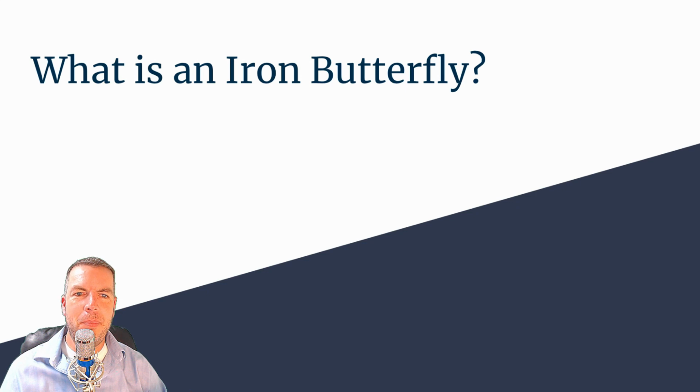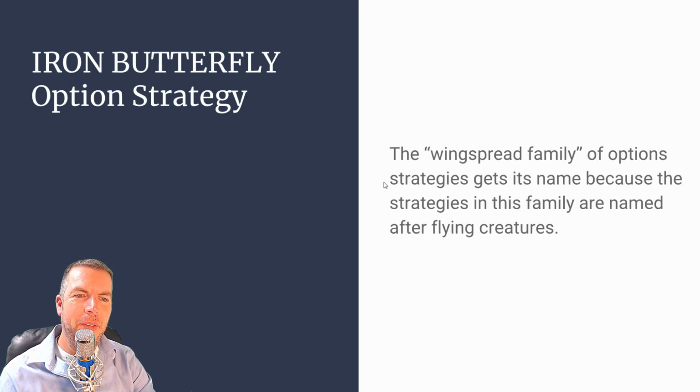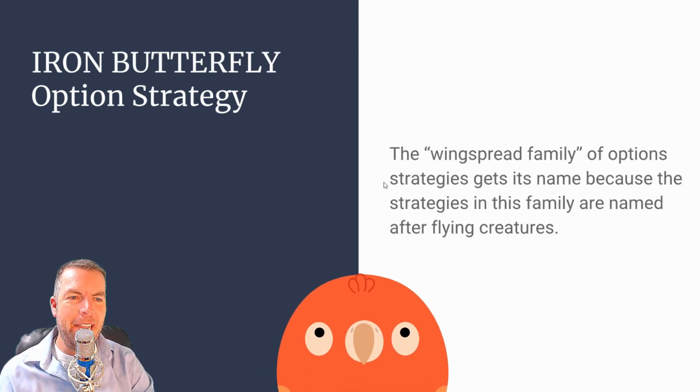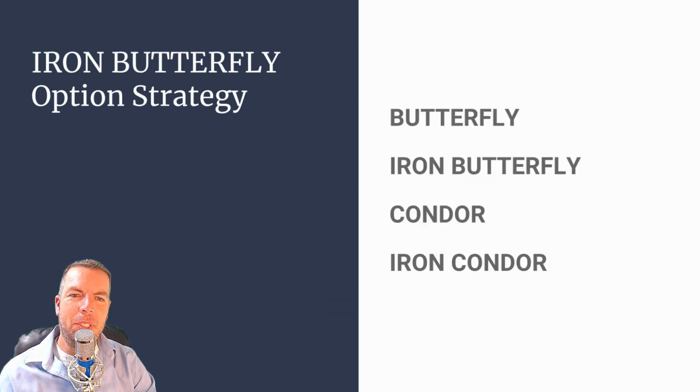Now, one thing that I'm always amazed by is the names of these different strategies. The iron butterfly is no exception. Where do these strategies get their names? Well, the iron butterfly is from the family of option strategies known as wing spreads. The wing spread family gets its name because the strategies in the family are named after flying creatures. Such names as butterfly, iron butterfly, condor, and iron condor are all strategies that fall in the wing spread category.